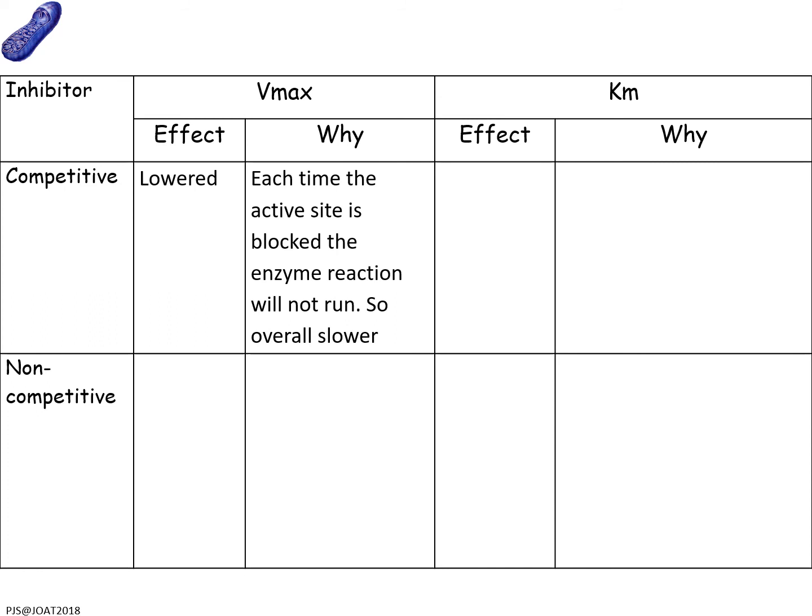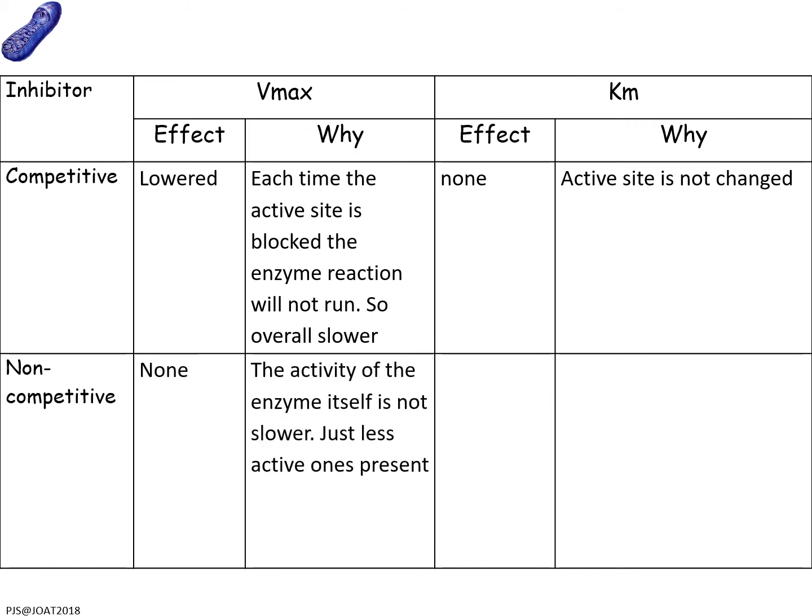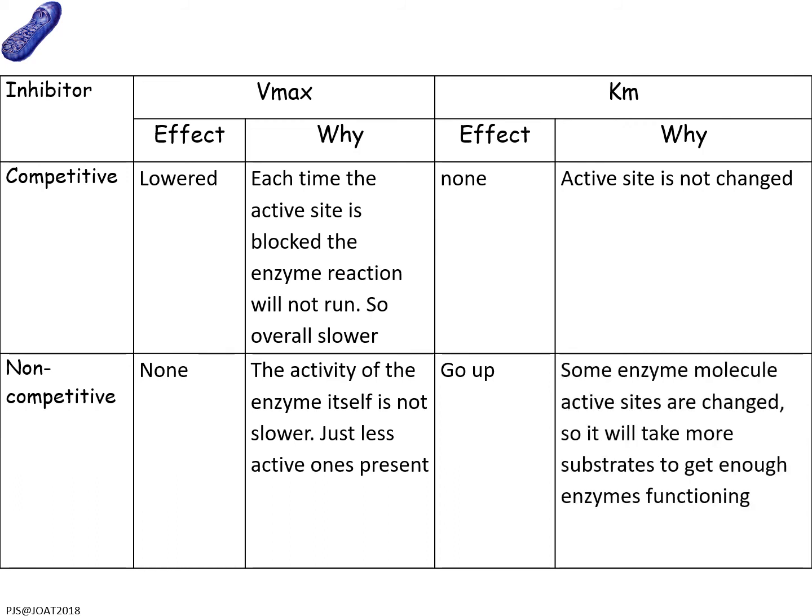A bit more detail on that to explain what's going on. So in the competitive, we lower Vmax because every time the active site is blocked, you can't run the reaction, so overall we're going to slow everything down. There's no effect on Km because you've not changed the active site, so it's still got the same affinity for that particular substrate, it's just not getting there as often. Okay, on the non-competitive, no effect on Vmax because you haven't changed the activity of the enzyme, it's not slower, there's just less of them that are actually able to do their job. And the Km is going to go up because now we've changed some of the active sites, it will take a lot more substrate to get them kicking in.